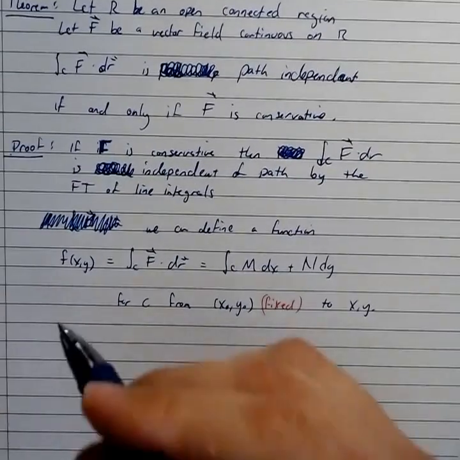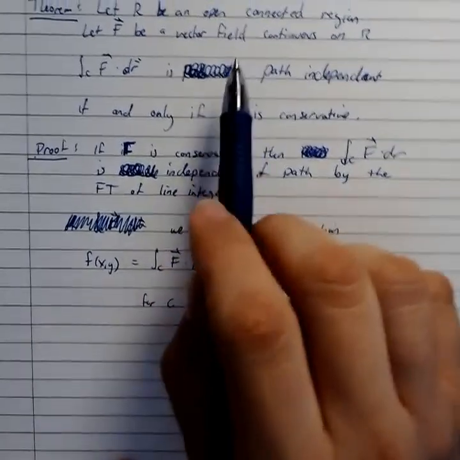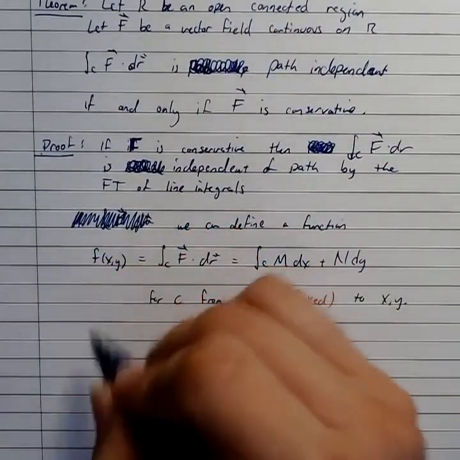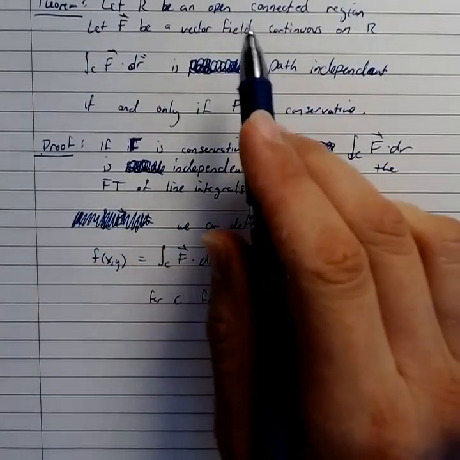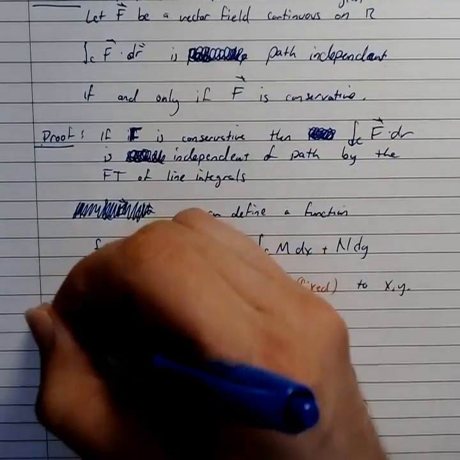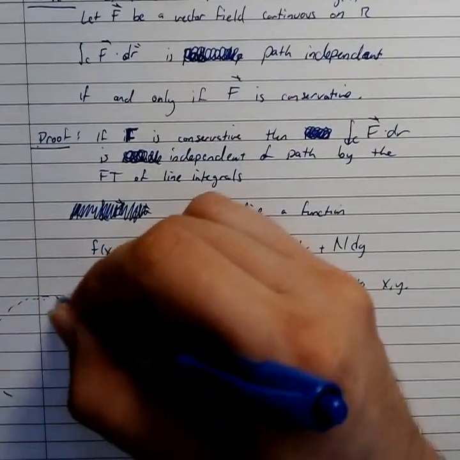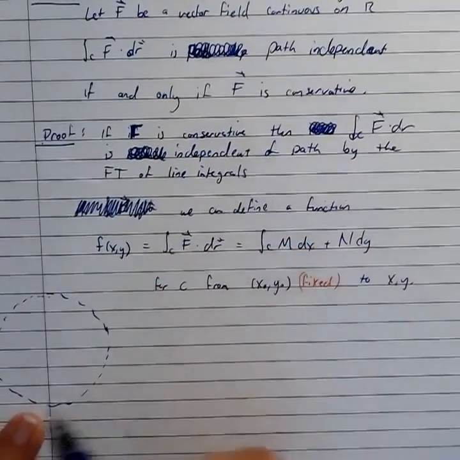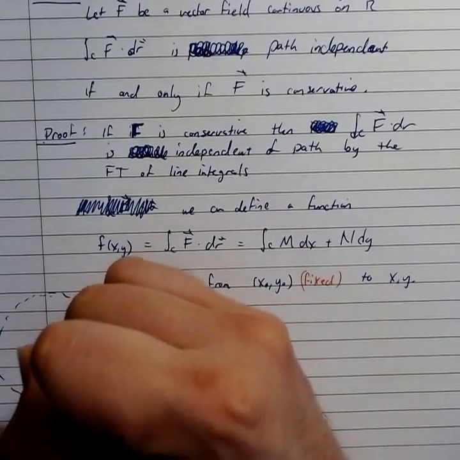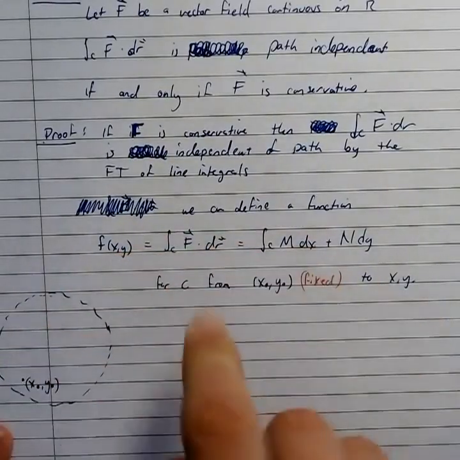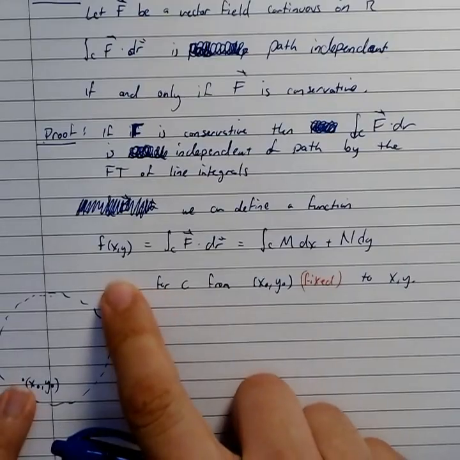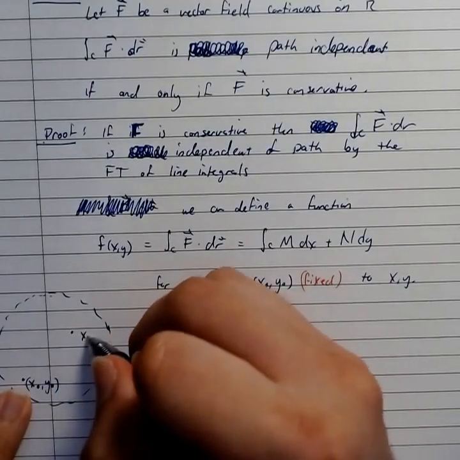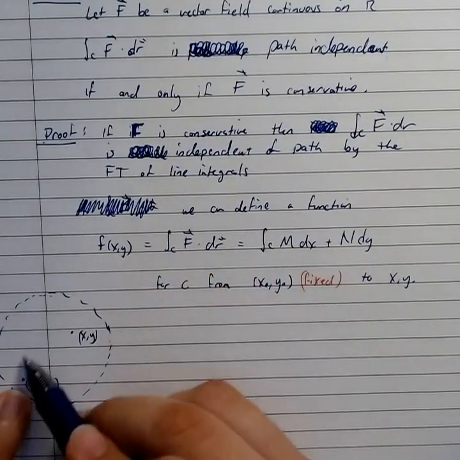Or in other words, I have some open region. After all, that was our initial condition. We have an open connected region. So no fair having regions that are disconnected, no fair having regions that are closed. We want something that is open, for example, like this. Now, we're going to pick a fixed point in this region. Let's just say right here, x naught, y naught. And now we're going to define a function as being, you want f of x, y? Then start from here, go to your x, y, and find the line integral.